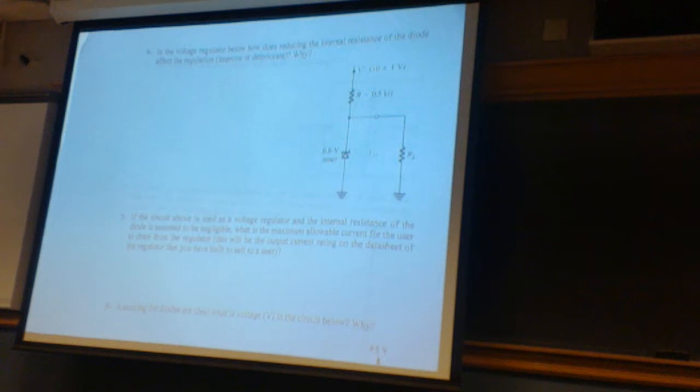In the voltage regulator below, how does reducing the internal resistance of the diode affect the regulation? Improve or deteriorate? Go ahead, Jason. Okay, I put, this will cause a difference in output current. The load regulation changes to a different amount of current to flow through the load. Is that sufficient to explain that? Probably not.